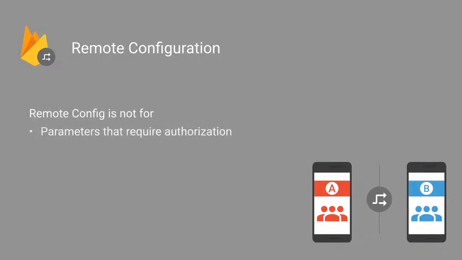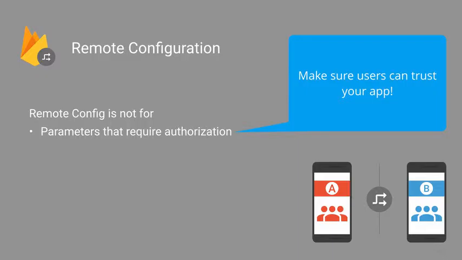First, parameters should not require user authorization. Remote config parameters should be wholly controlled by you, the app developer. If you configure parameters that should have been authorized by your user first, it can make your app untrustworthy to your users.